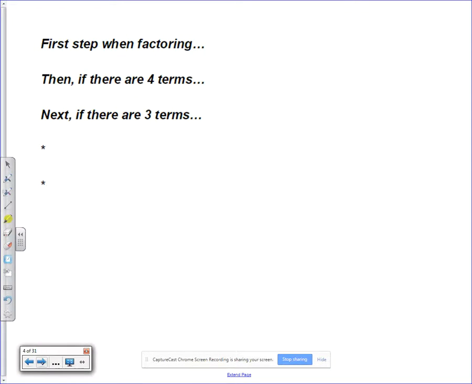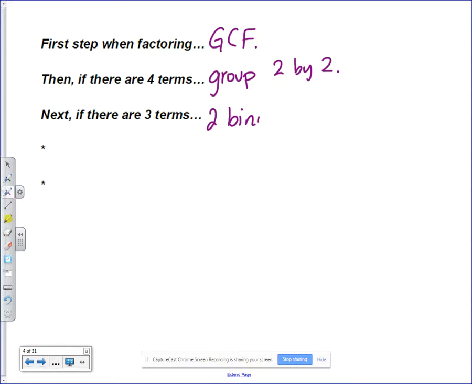Should be no surprise to you that the first step when factoring, even though some of you still forgot to do a GCF on that quiz. Okay, if there's 4 terms, we're going to group. Guys, on this whole worksheet, you won't ever have to make a 4-term problem and group it. Okay, you're going to group 2 by 2 if you do have 4 terms. 2 binomials. And if you have a trinomial and you have to make 2 binomials, you either have to do it the short way or the long way.